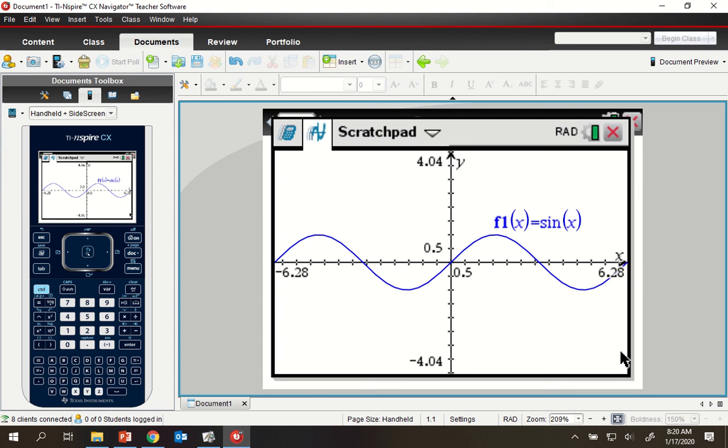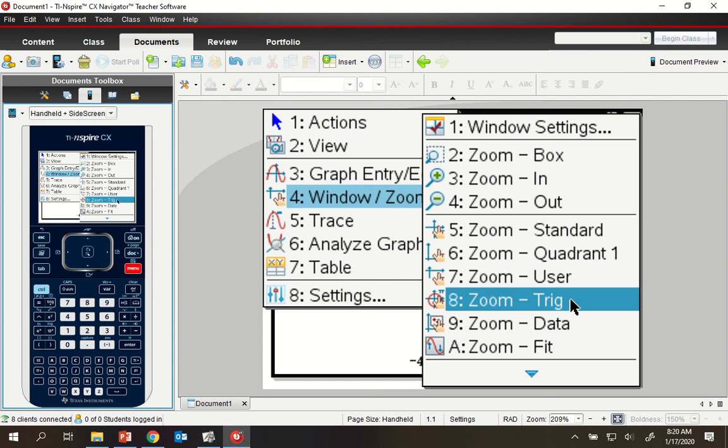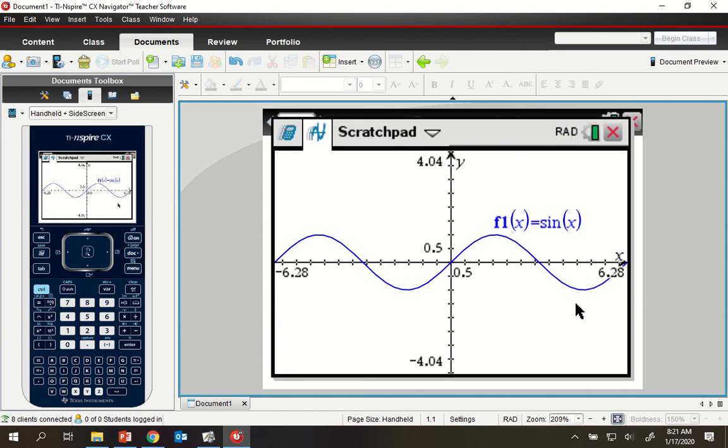Yeah, window settings. Yeah. X max is 2. Oh no, you don't have to do that. Look, just go menu, window. There's already a trig setting. I'm sorry, did I do that? I might have actually just did that too fast for you guys. Okay, so yeah, just trig. Just change it to trig. And it automatically goes from 0 to 2 pi.